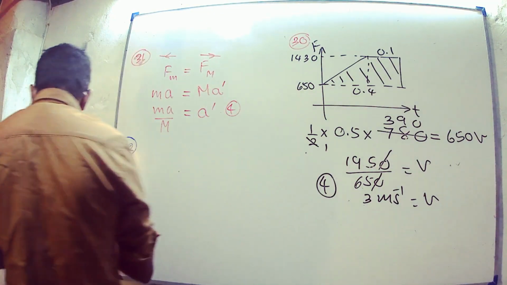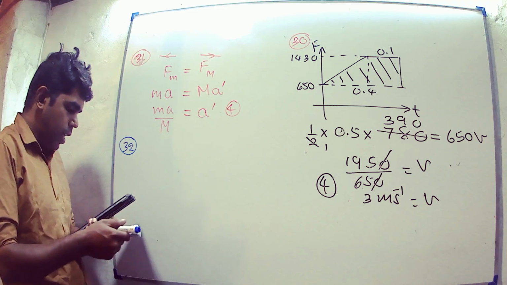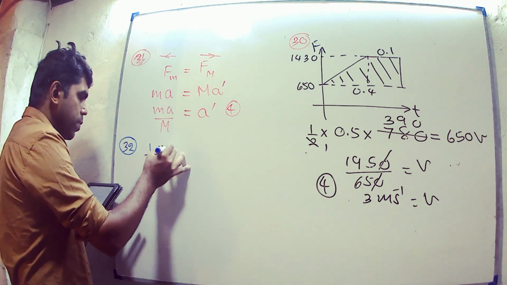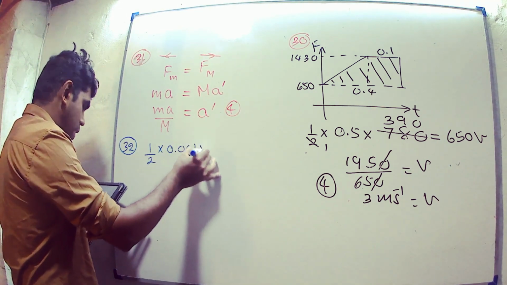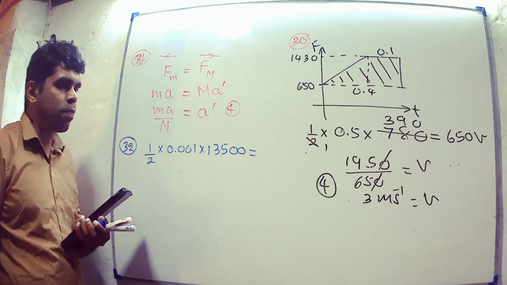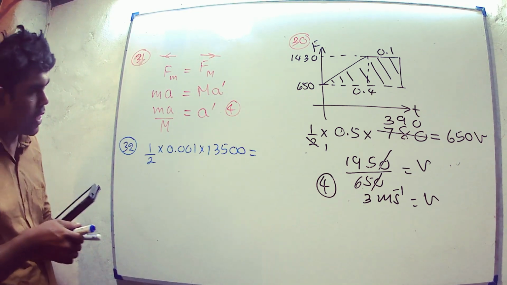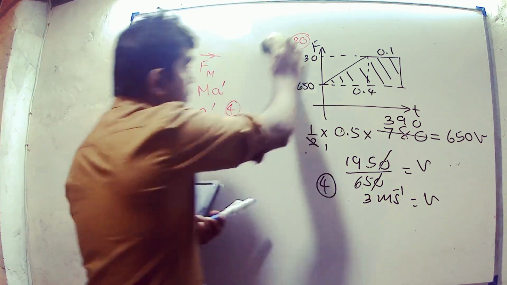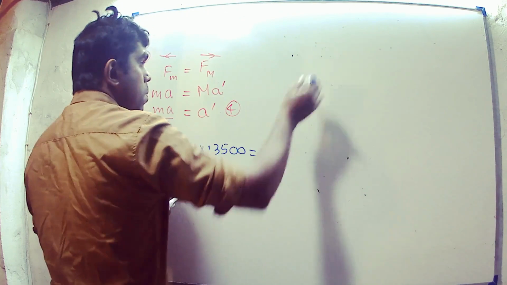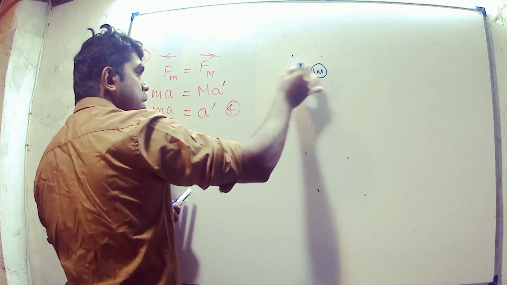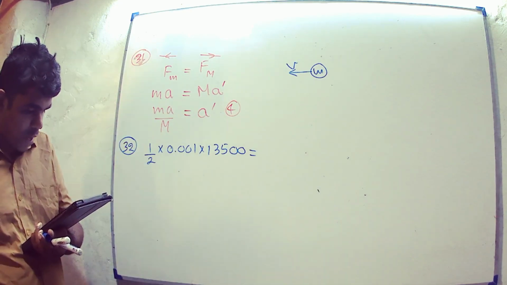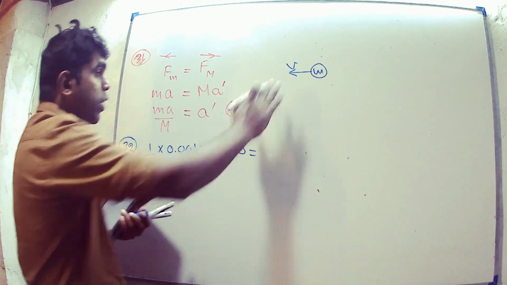If the ball bounces back, we can get the change of momentum equal to the area of the graph. Area of graph is half into base 0.001 into perpendicular height 13,500. It should be equal to the change of momentum. We have to consider the direction of the ball. Before the collision, the ball is moving in this direction. I will consider the initial velocity u, which is 20 meters per second as given in the question.